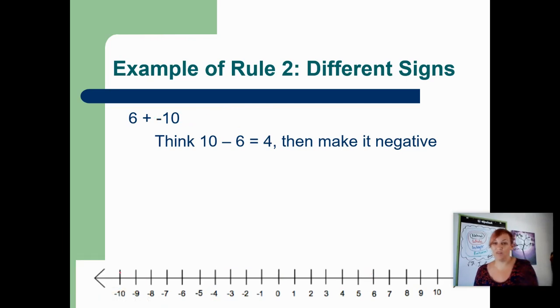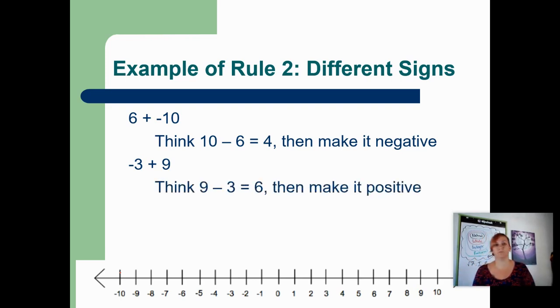Let's do one more like this, and then we'll move on. In this scenario, again, I have different symbols for my numbers. I have a -3 and a +9. So in my head, I'm doing subtracting. In my head, it's easier for me to do 9 minus 3. My larger number was 9. 9 was positive, and so I should get a +6.